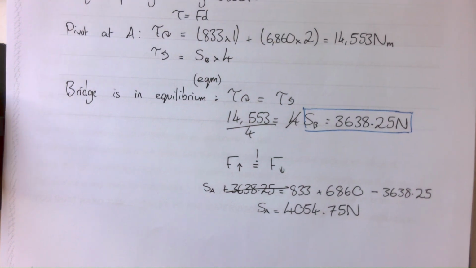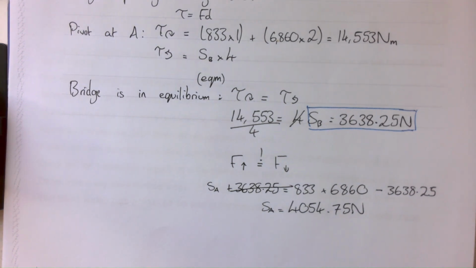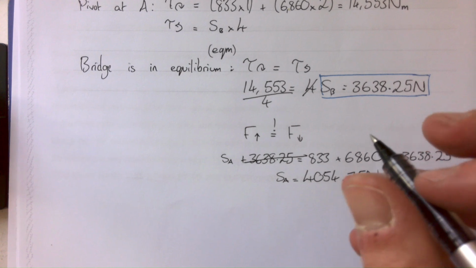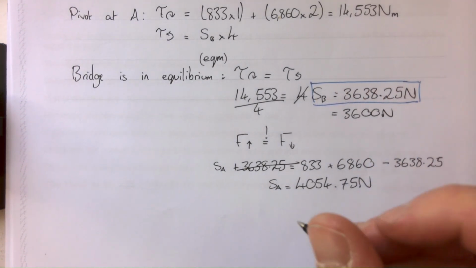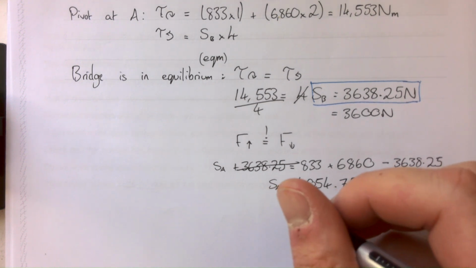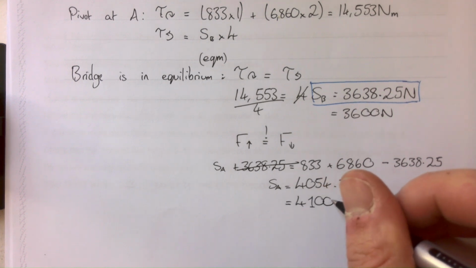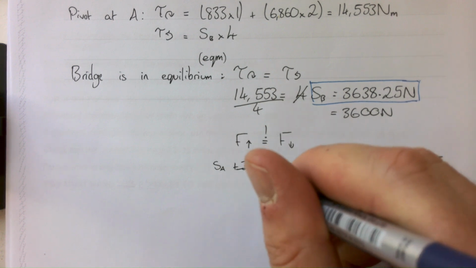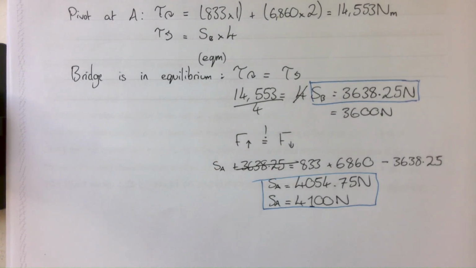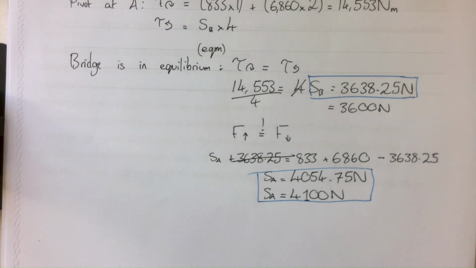Now, because the question has given all of our data in two significant figures, we probably should round them off, and so my SB I will round to 3,600 newtons, and my SA I will round to 4,100 newtons. And I'll put this in a box as well. Boom. If you find both support forces to be these two numbers, that is excellence.